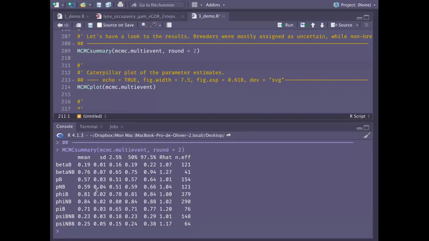And because we estimate the states, we could also decode the states for each individual, whether they were breeder or non-breeder individuals.